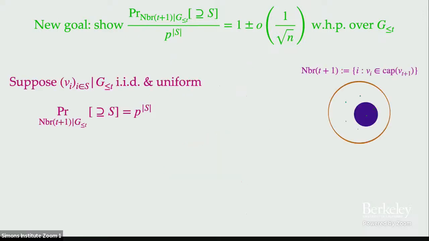So what's ideal for us? It would be really nice if, even conditioned on this G_≤T, every single vector for the vertices inside the set S that we chose is IID and uniform over the sphere. If this really holds, then the probability of a random vertex having S contained in its neighborhood is P to the |S|. Again, this is because of the expectation calculation that I omitted here.